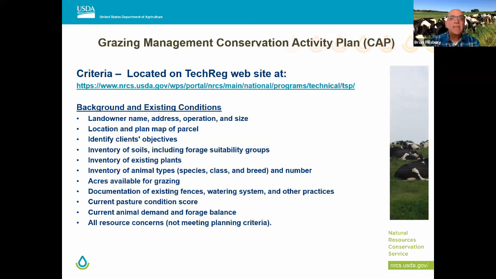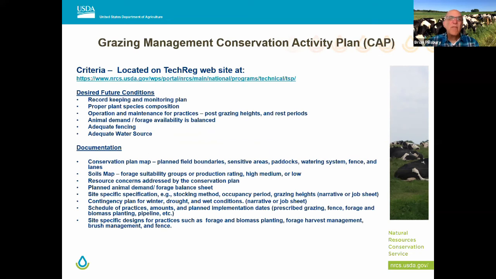If you have existing pasture condition, if you have existing cropland condition, you would just show the inventory of the soils, the objectives of the producer, acres available for conversion, and everything else would be future conditions and resource concerns. You also need to have desired future conditions. In other words, what plant species composition they would like to have on that pasture. If it's not there right now, they want to change that composition a little bit, or in a cropland situation, they want to plant certain species composition.